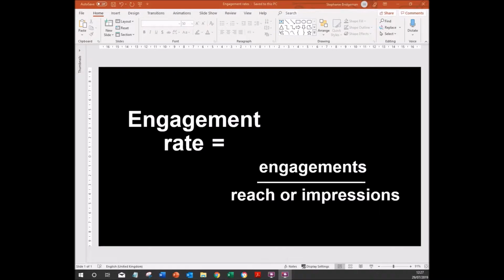So today, let's consider which data points on a Facebook post level export are useful when calculating engagement rates. First of all, let's remind ourselves of the engagement rate equation. So engagement rate is the sum of all the engagements divided by the sum of the reach or the impressions.